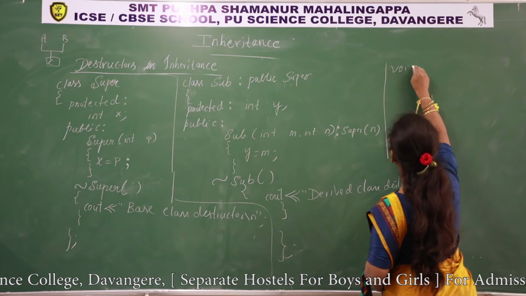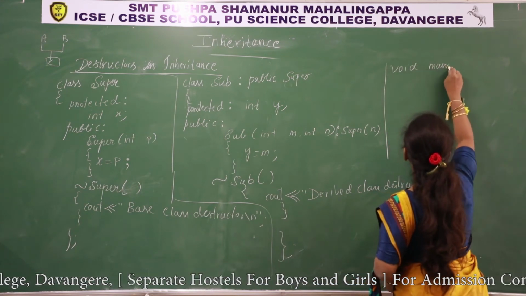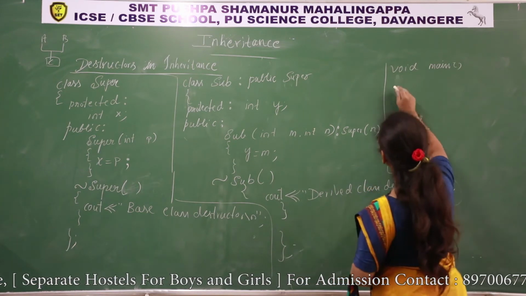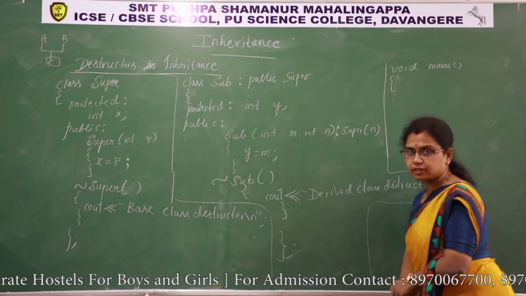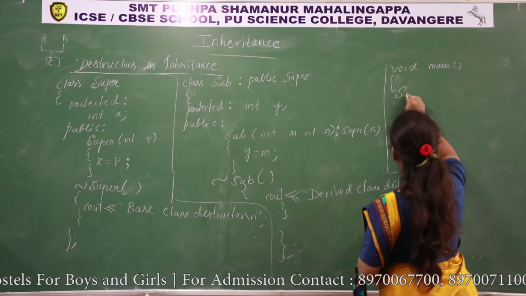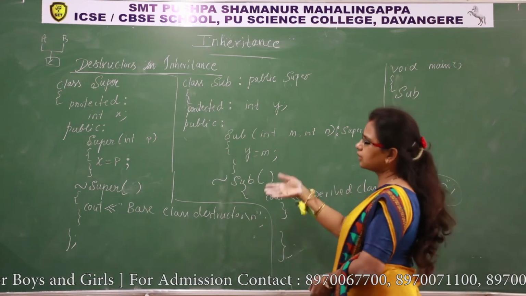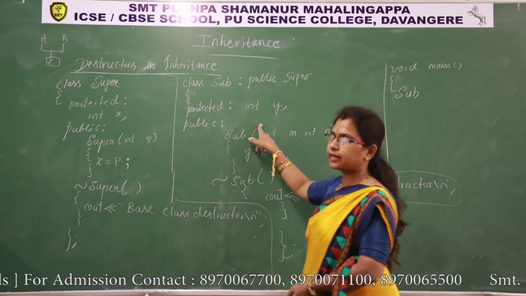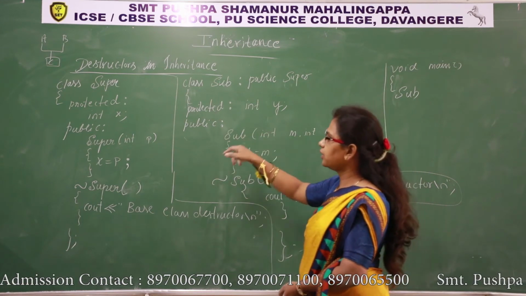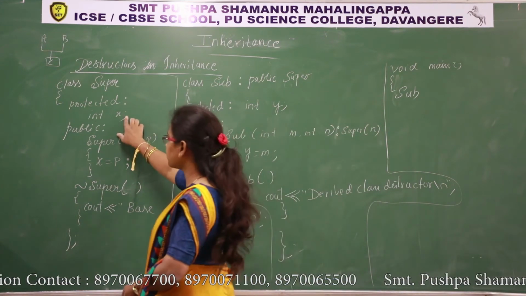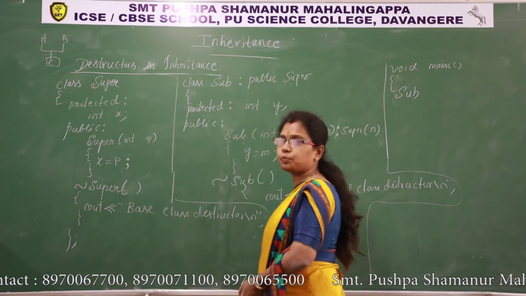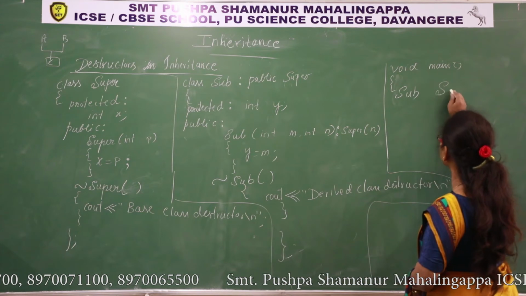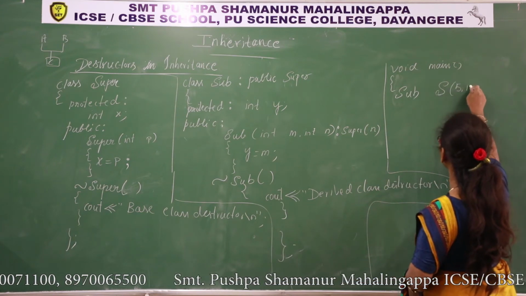Void main. Which class should we create the object with? The derived class. Which is the derived class here? Sub is the derived class. It's single level inheritance. The subclass wants to initialize one data member, that is y, and its parent class wants to initialize a data member x. In total, how many parameters should we pass to the derived class constructor? Two parameters. We take the name of the object, and I take 5, 10.